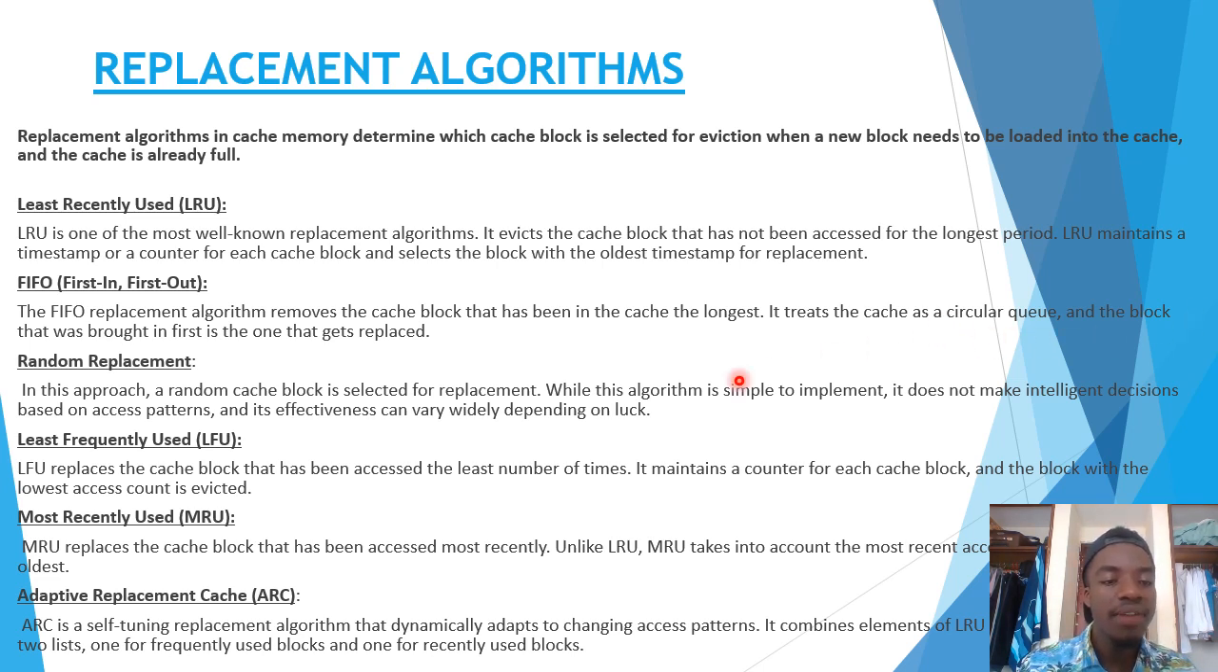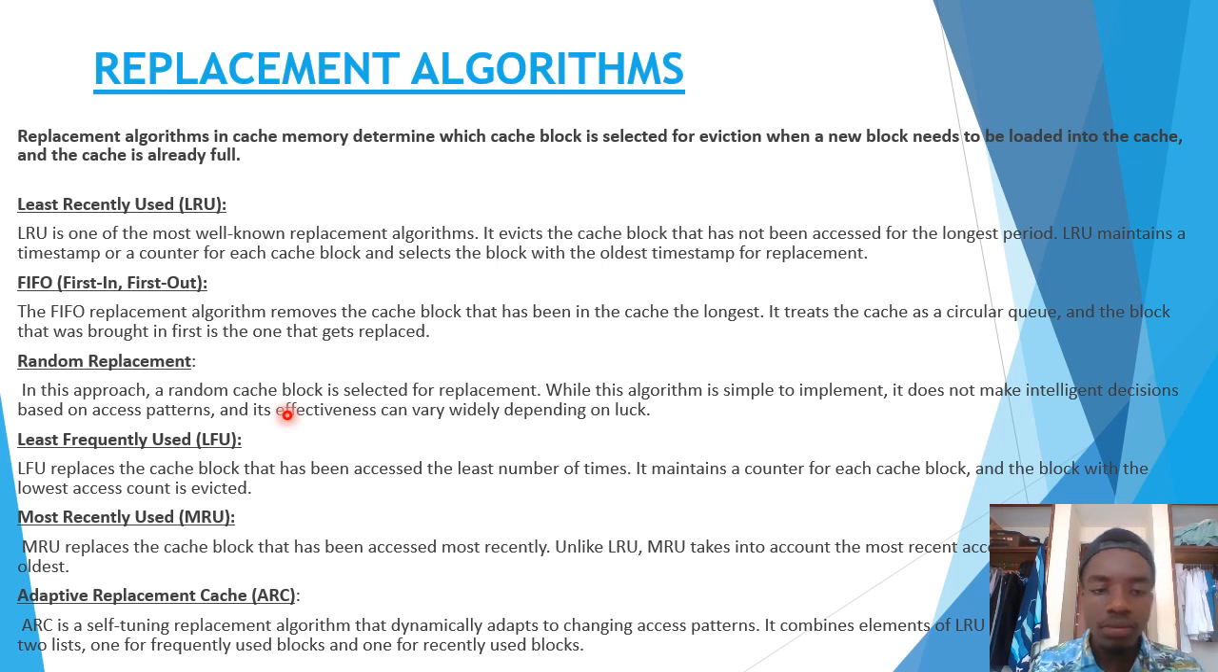Then the second one, we have the FIFO, which is first in, first out. It means the block which was retrieved first will be the one to be evicted first to create room for the new block that is coming in. The FIFO replacement algorithm removes the cache block that has been in the cache the longest. It treats the cache as a circular queue, and the block that was brought in first is the one that gets replaced.